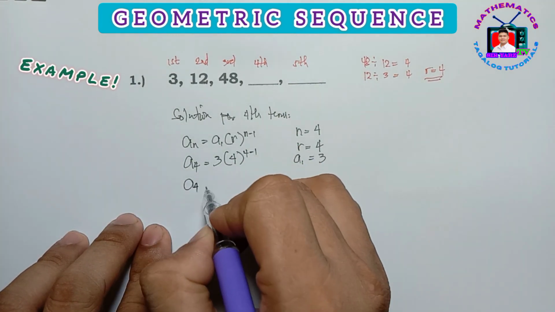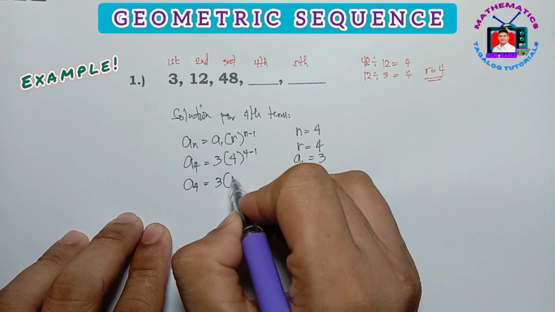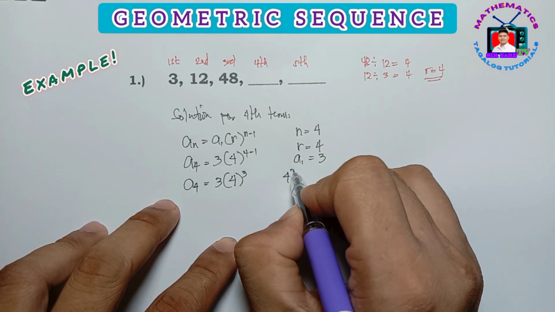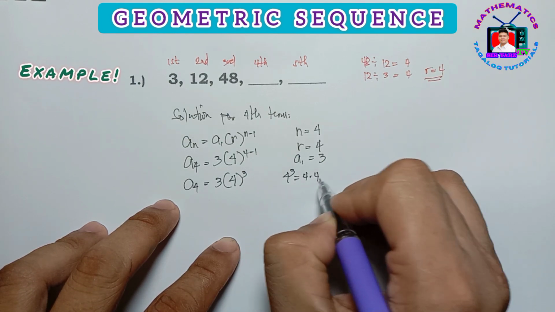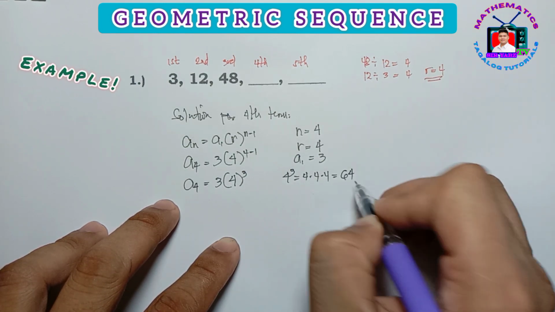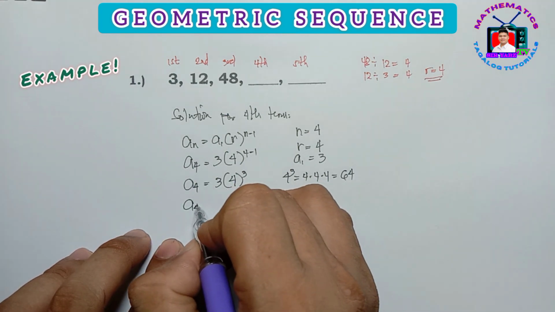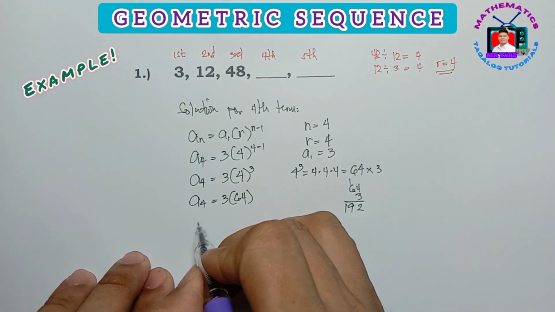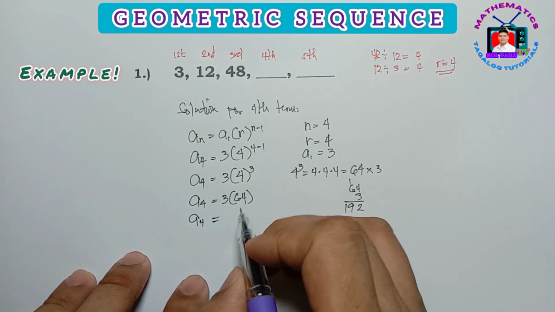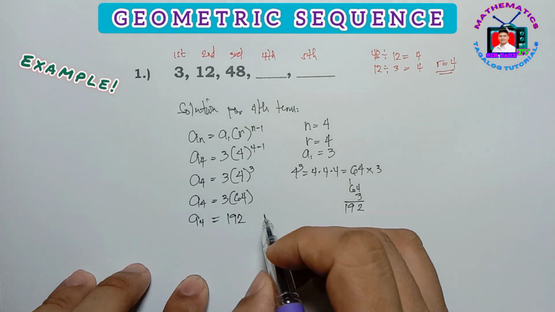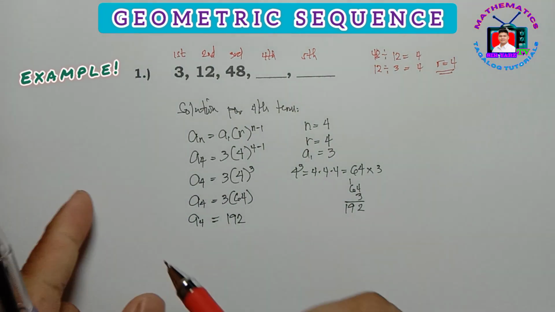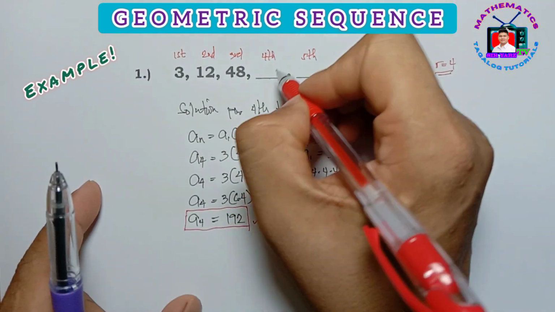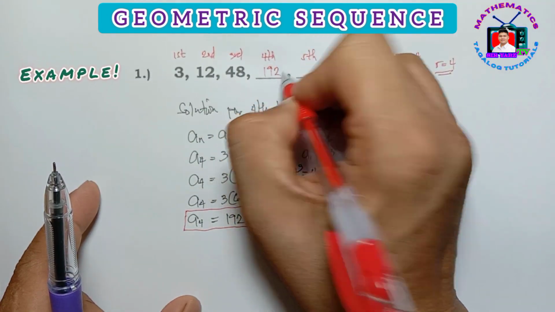Okay? Then simplify, a sub 4 equals 3 times 4 raised to 4 minus 1, that is 3. So 4 raised to 3 is equal to 4 times 4 times 4, and the result of that is 64. So a sub 4 equals 3 times 64. Okay, we just multiply 3 times 64. So a sub 4 equals 192. So that is our 4th term, our answer. Okay? So, our 4th term is 192. Let's just put that as our final answer.